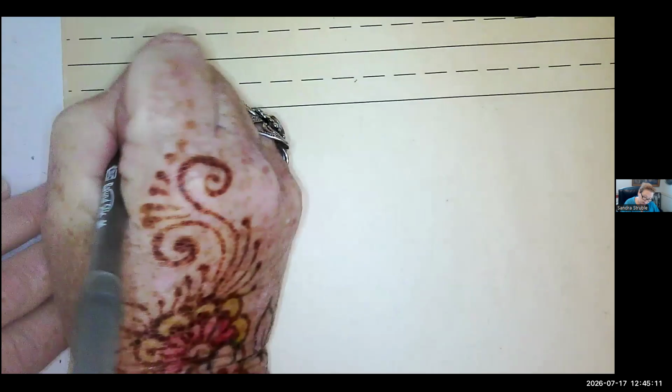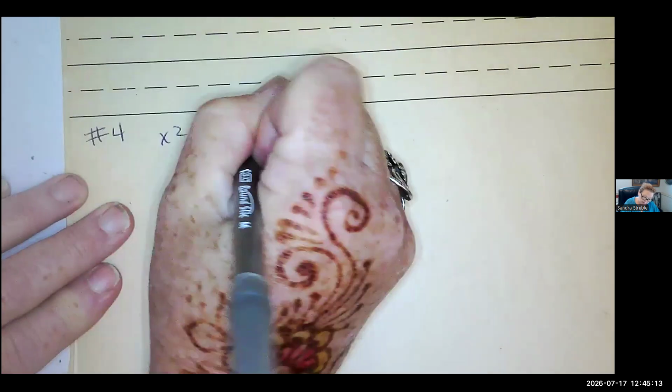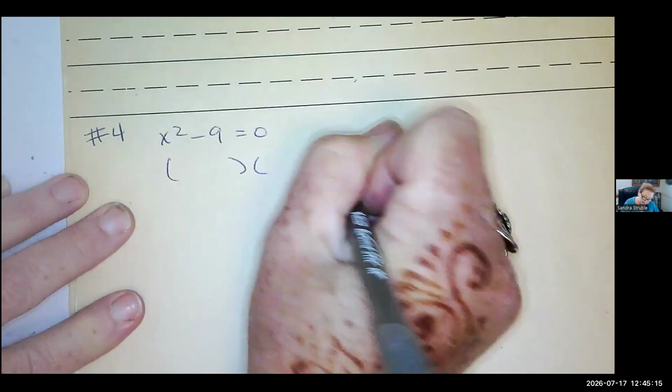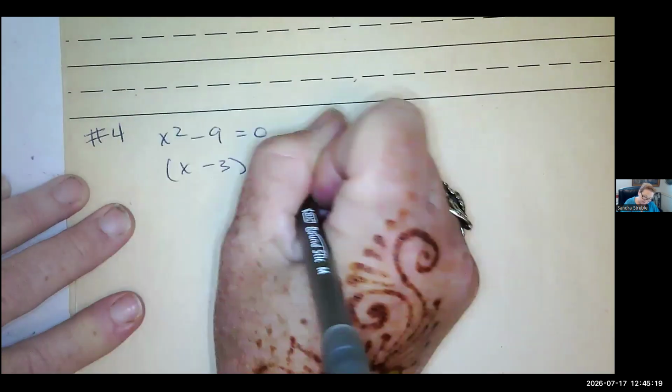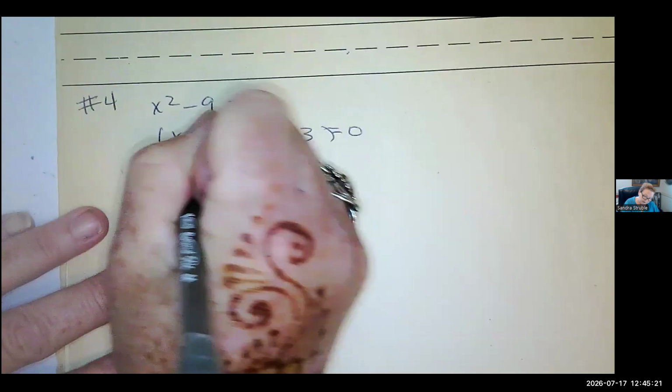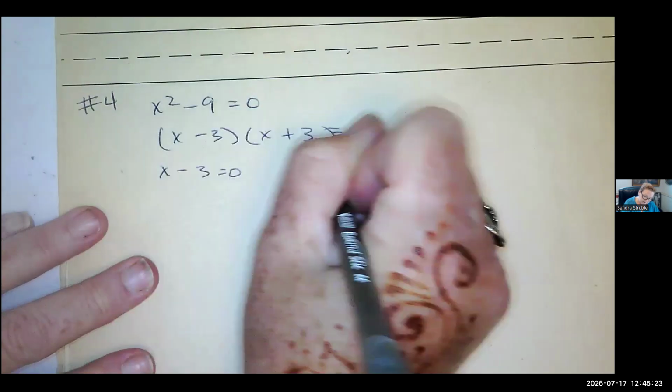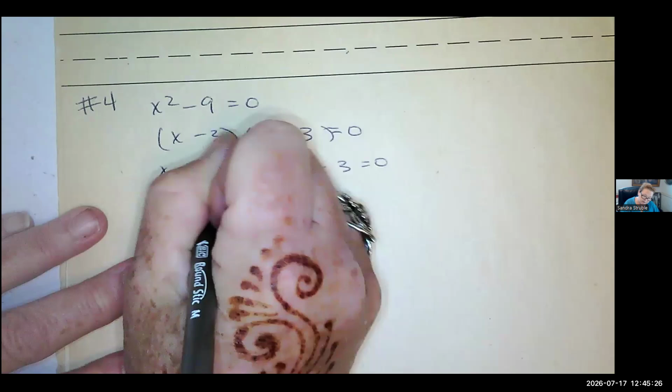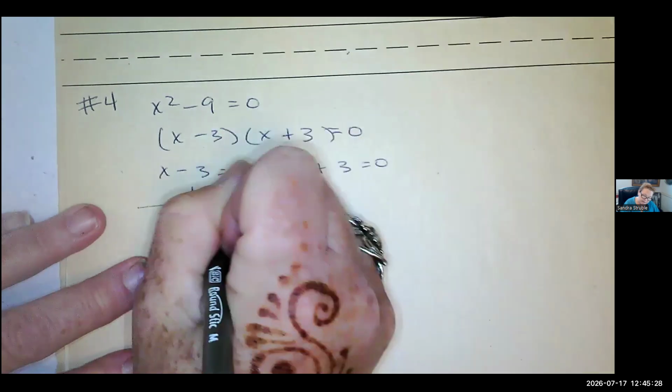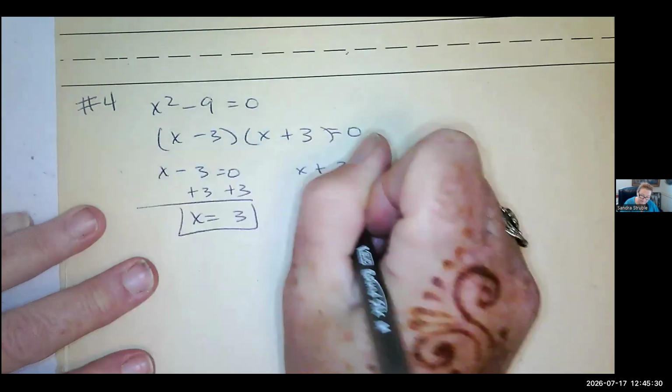Number 4. X squared minus 9 is equal to 0. This is just the difference of two squares. So x minus 3 and x plus 3. Set them each equal to 0. Add 3 to both sides. X is equal to 3. Subtract 3 from both sides. X is negative 3.